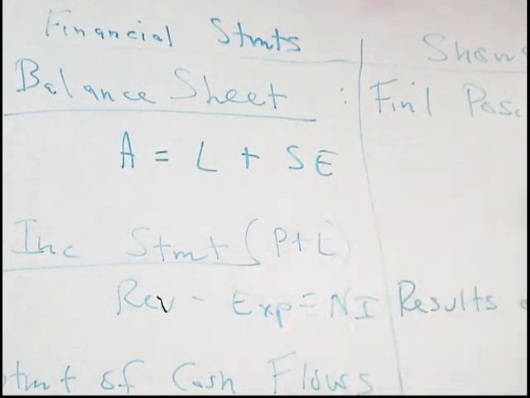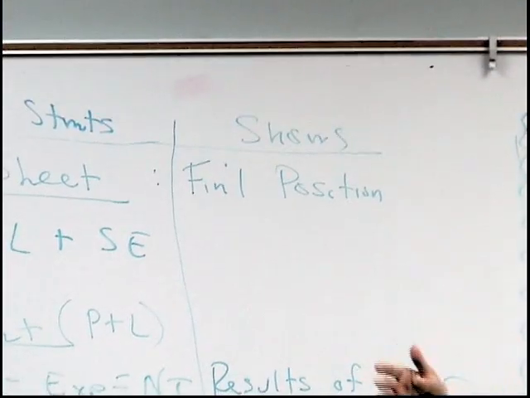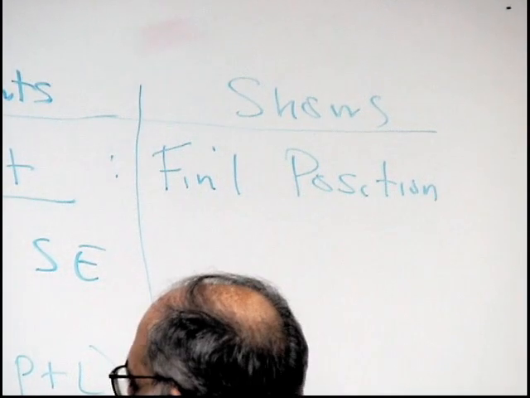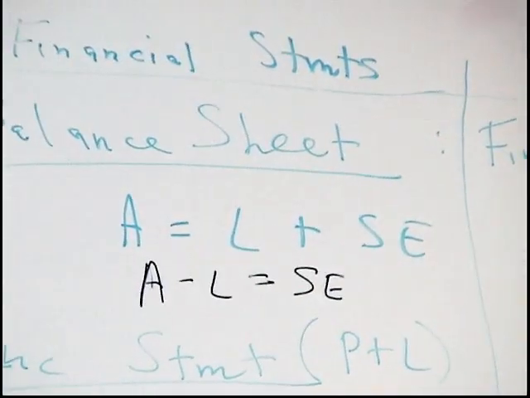So anyway, this shows financial position at a point in time. It's like a snapshot, showing the company's assets at December 31st, or whatever the end of the month or end of the year is. It's a point in time. What are its assets, what are its liabilities, what's left over for the owners? Because after all, assets minus liabilities is what's left over for the owners.